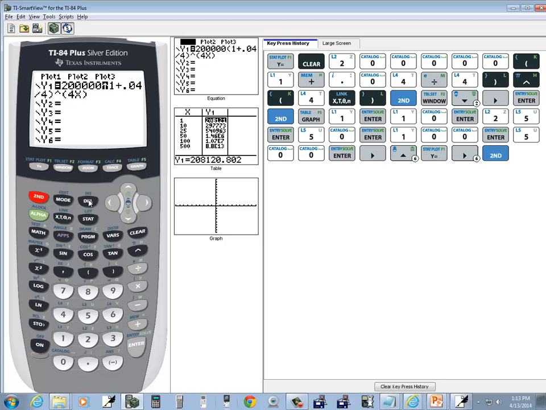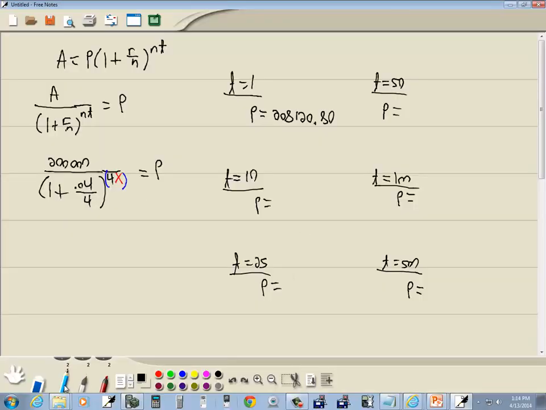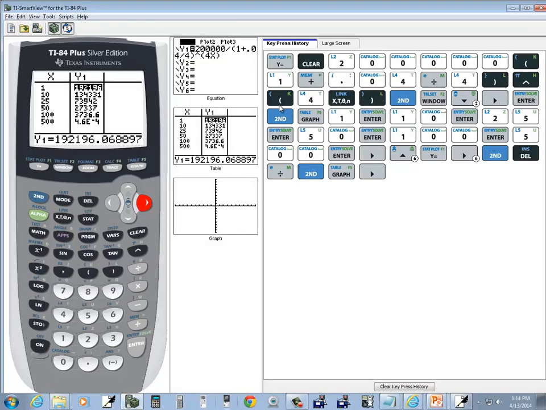Okay, second, delete, and then I'll put my divide in there. Now I'll go to my table, second graph. That looks better. Yeah, it'd be kind of bad, wouldn't it? You had to put 208,000 in to get 200,000 at the end of that time. That means they're stealing money from you. It's like a regular checking account.